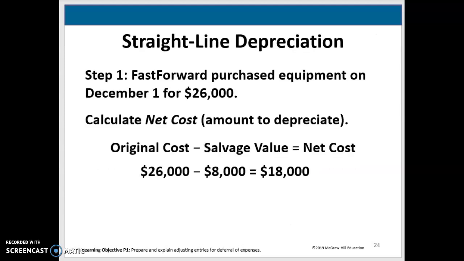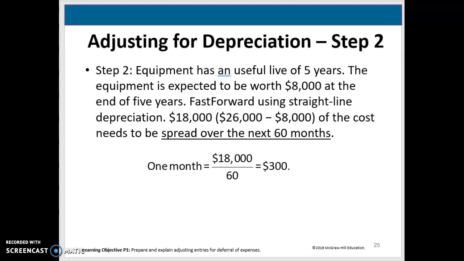So here's the formula for it. Original cost minus the salvage value gives us our net cost. So 26,000 minus 8,000 gives us that 18,000. That's what we're going to depreciate. We're going to take that 18,000. Again, we're spreading it out over 5 years, and we want a monthly amount. So 18,000 divided by 60 months gives us $300 per month that we're going to expense. So every month we're going to expense $300 of depreciation for that piece of equipment.